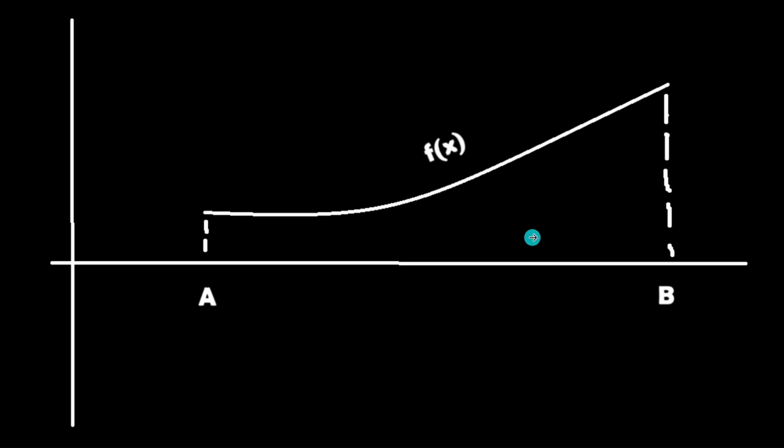So consider a function f of x with the bounds a and b. Also consider the area underneath this function. What if we were to rotate this function around a specific axis? For example, let's say the x-axis. What would that look like?